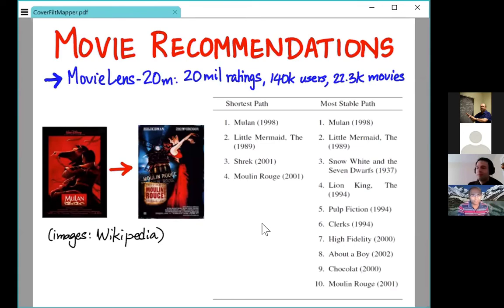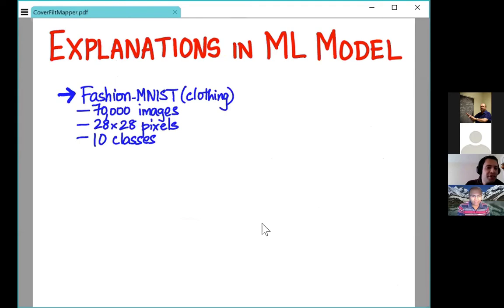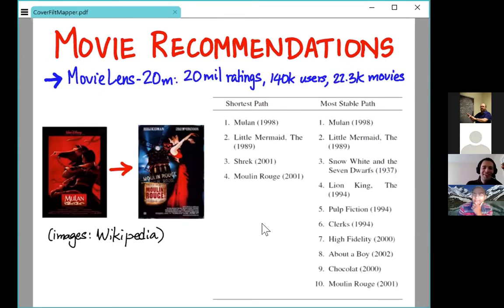Okay. As a second application. Can I ask another quick question? So just two follow-ups to make sense of this. So how much longer is it to go through Pulp Fiction? So when you say the shortest, it's the number of steps total. Yes. Okay, so this is the most stable. Is there a way of quantifying how much more stable it is?